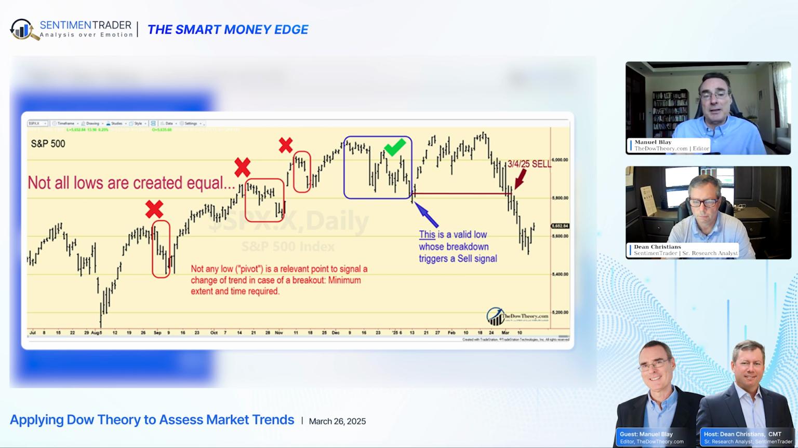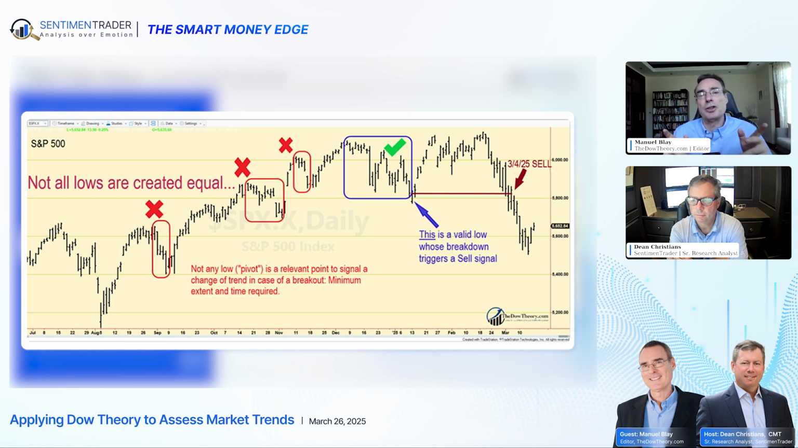So for instance, in this chart that starts, I think, in 2023, we get three pullbacks that didn't qualify for a secondary reaction, which is the relevant point to be broken down for a sell signal. And then finally, in January-March this year, 2025, we get the one I ticked with the green, the real one. So you can see here that if we had exited the market in previous pullbacks, it would have been ill-timed.